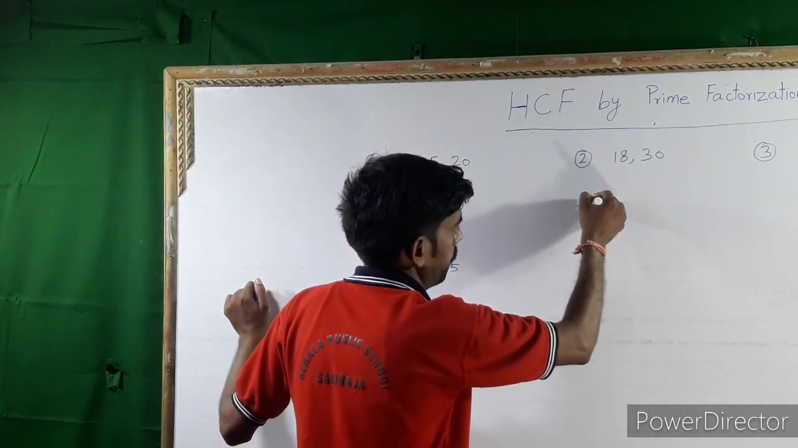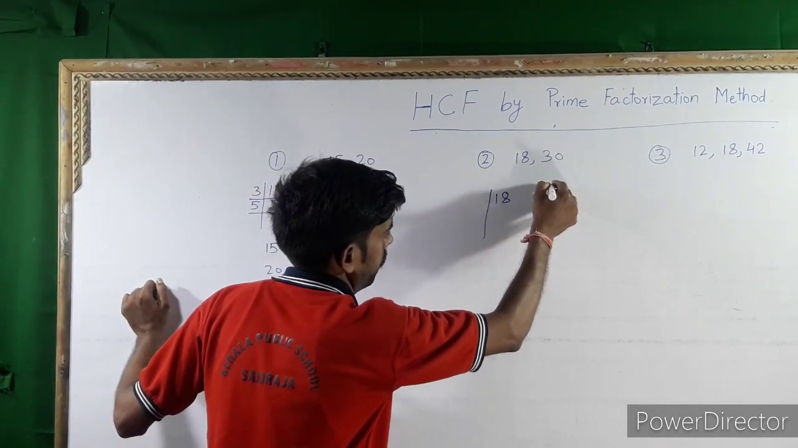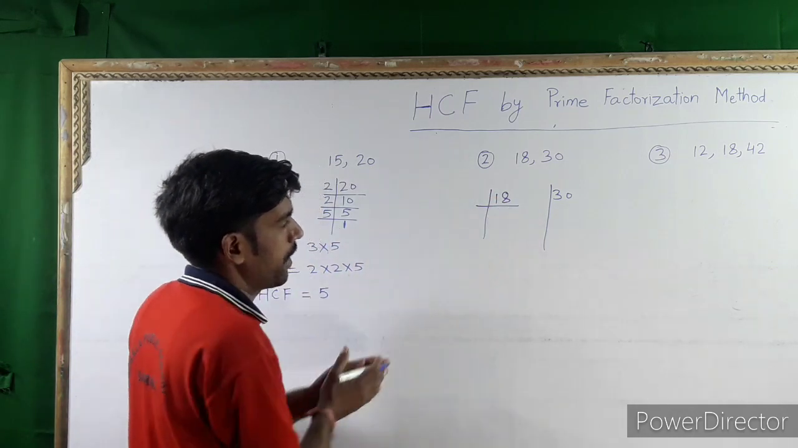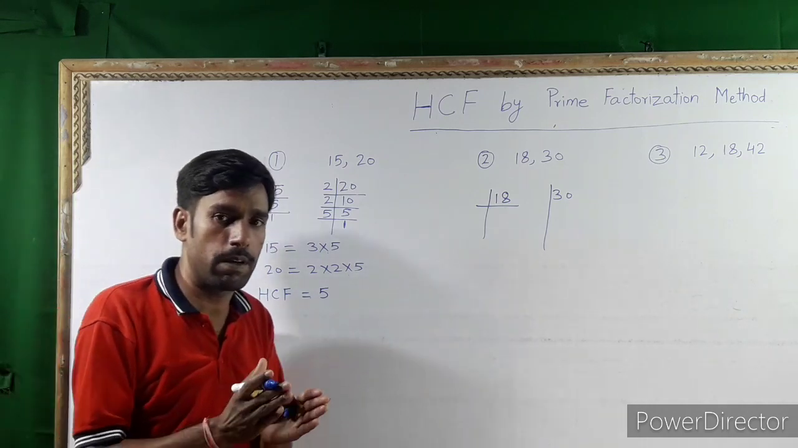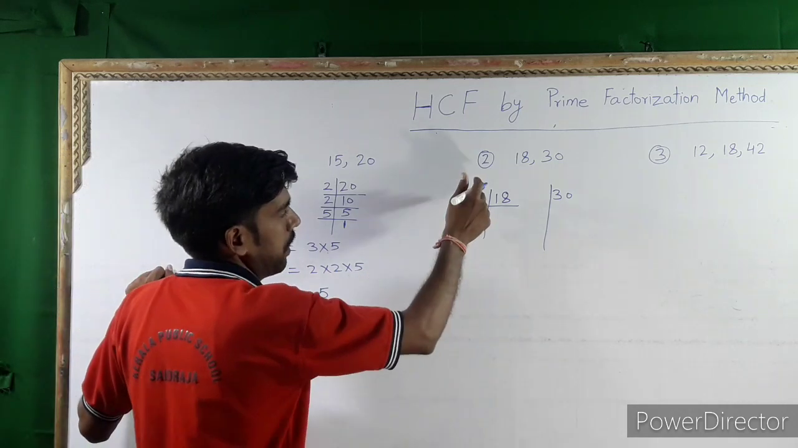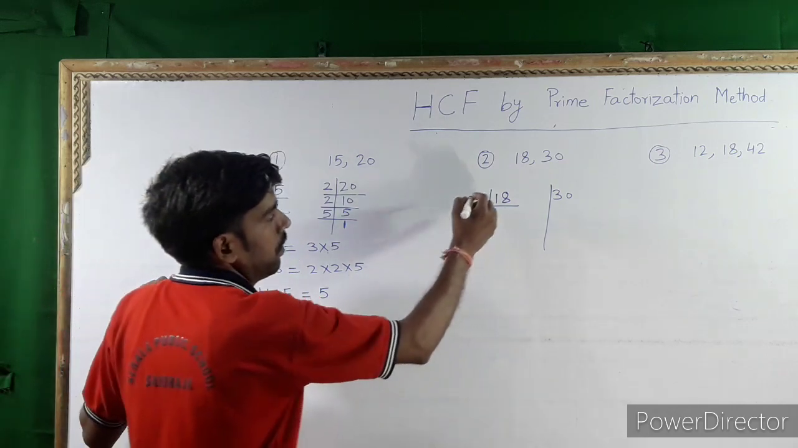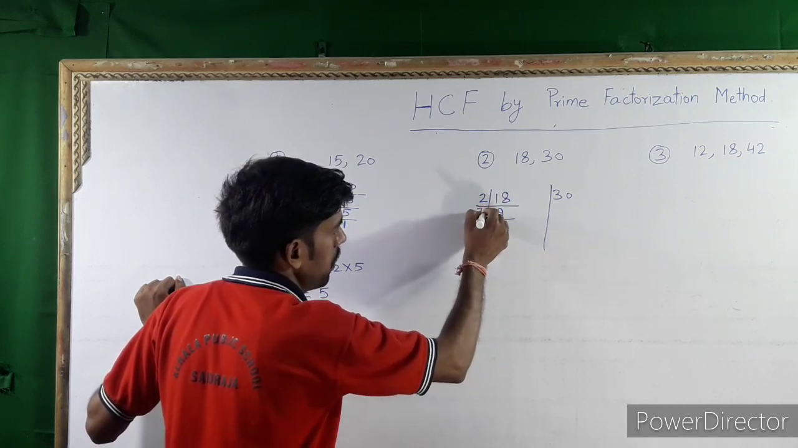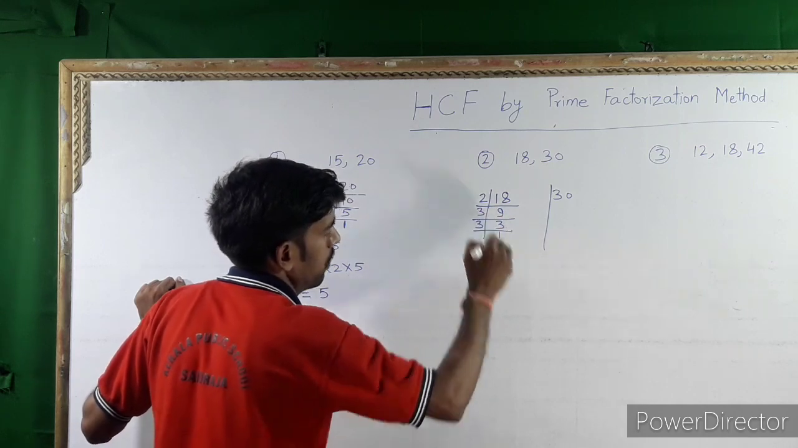Now second example, 18 and 30. First find the prime factors. You already know about prime numbers, the number which is divisible only by one and itself. So here take only prime numbers, not any composite number. So 2 9s are 18, 9 is divisible by 3, 3 3s are 9, 3 1s are 3.